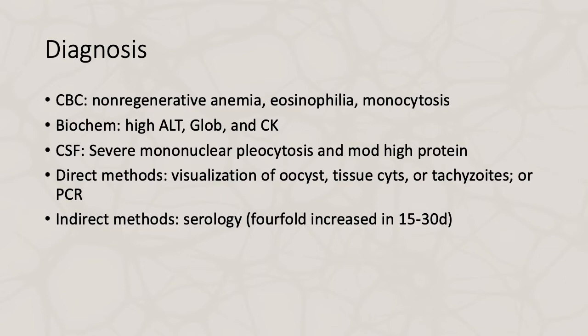As far as the direct methods, you can actually visualize oocysts. This can be within the feces themselves, so if you do a fecal flotation, you could do tissue cysts as well, or see tachyzoites within the tissue cysts. You can also do PCR. And then the indirect method is going to be with serology, in which you're going to see a fourfold increase in the IgG titers within 15 to 30 days.